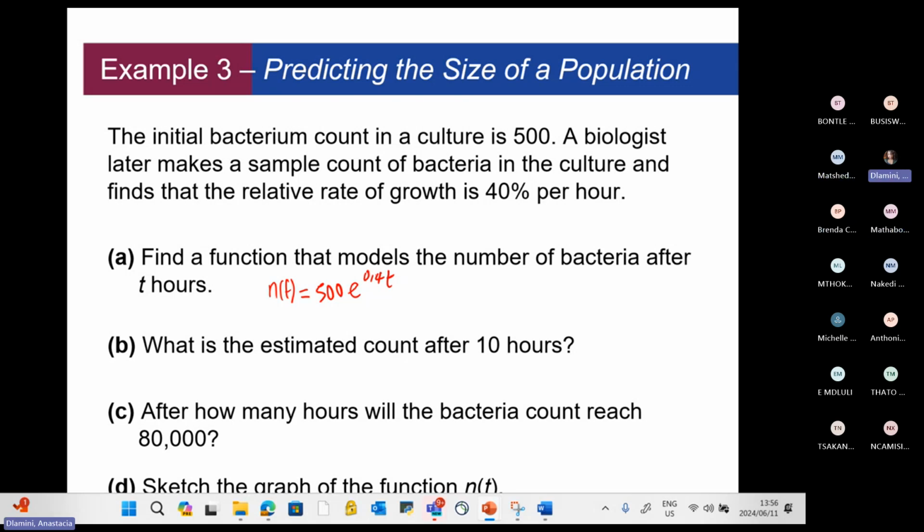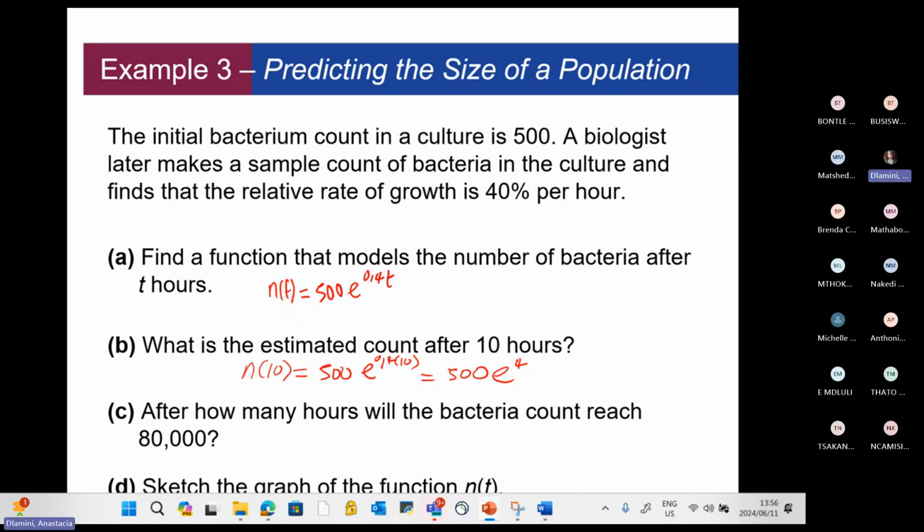So then what do we do? We then solve. N(10) is equal to 500 e to the power of 0.4 times 10. Now I can simplify up to this point. So this is e to the power of 4. And that's how I will leave it in the exam as one of the options for the solution.